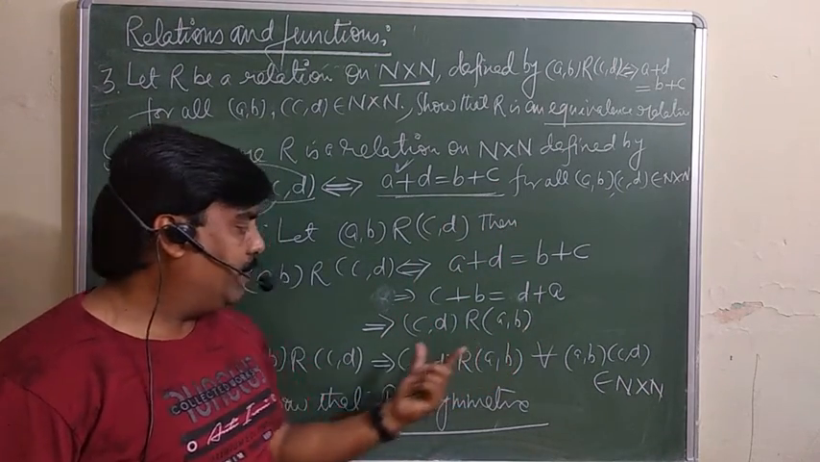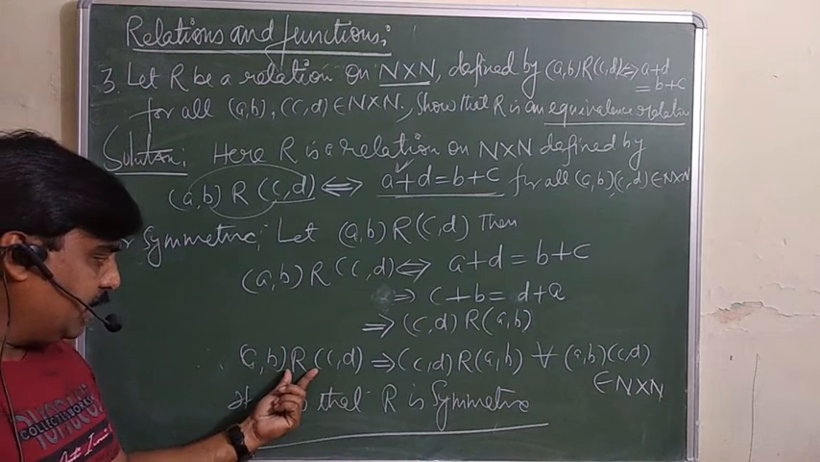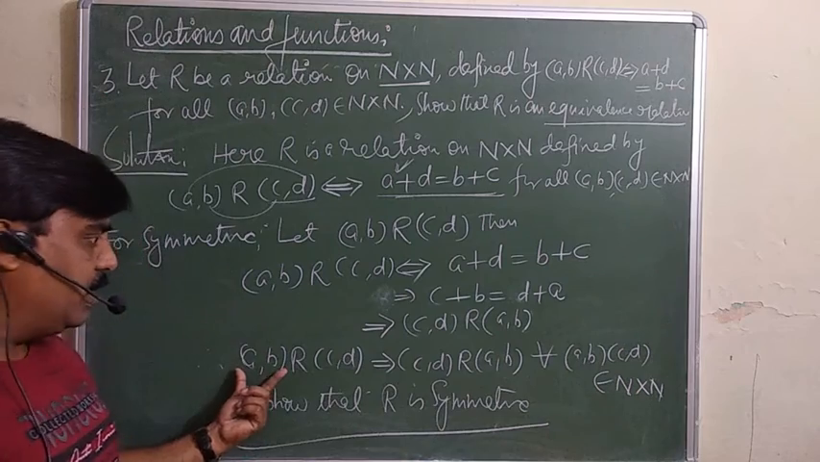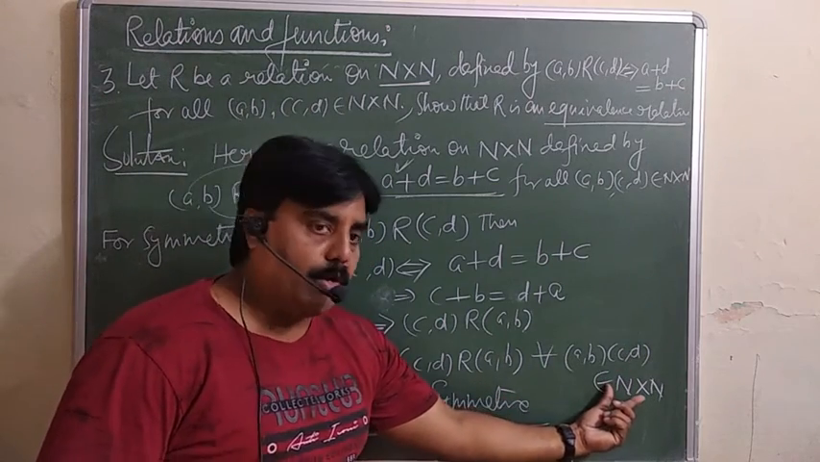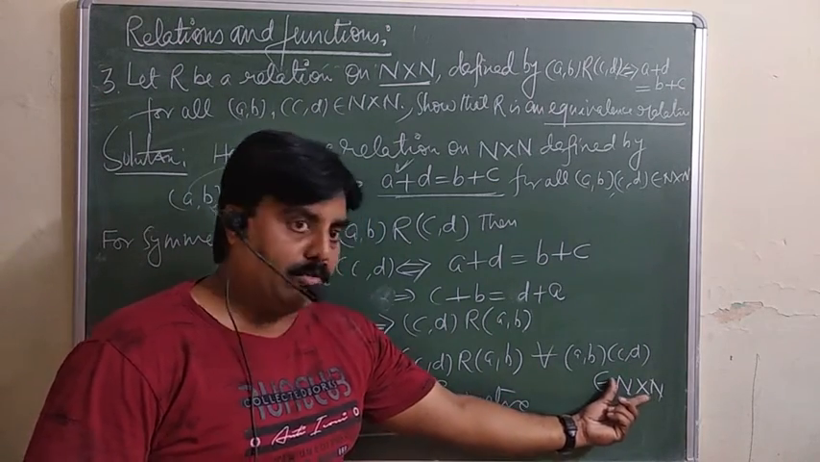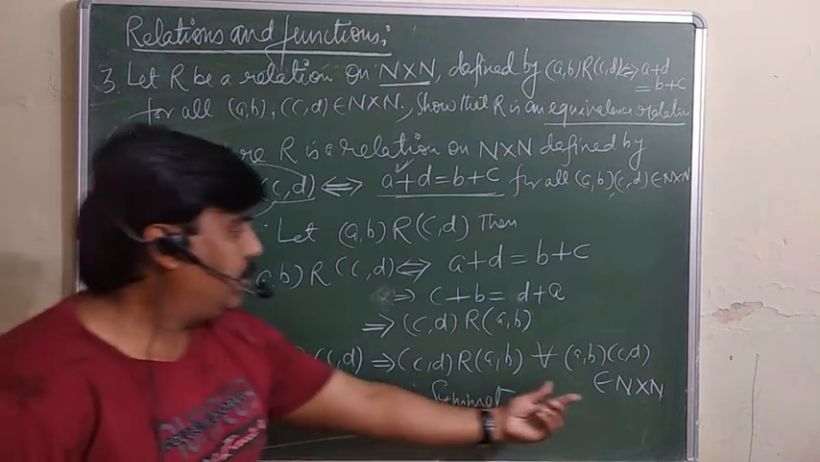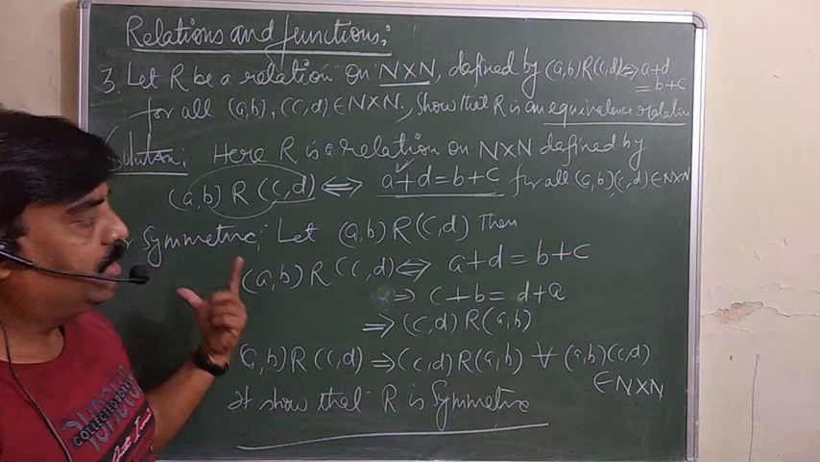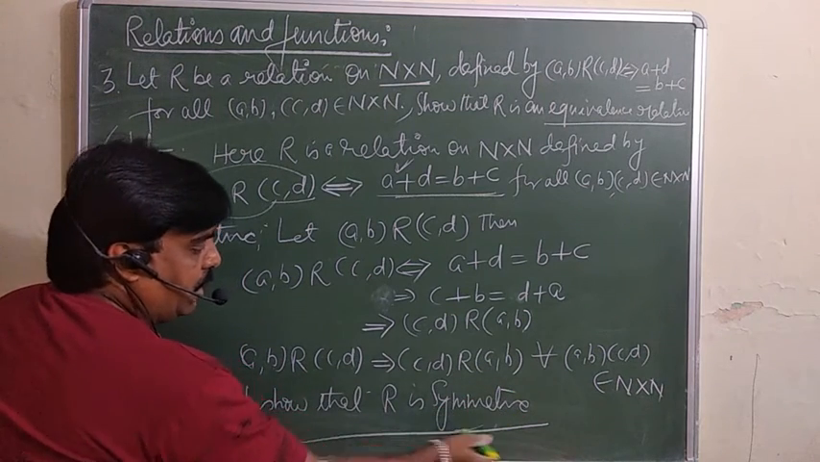These are working as elements. So (a, b) is related to (c, d), and (c, d) is related to (a, b), for every element belonging to N × N, because it is the Cartesian product of natural numbers. So it shows that R is symmetric. Have a look.